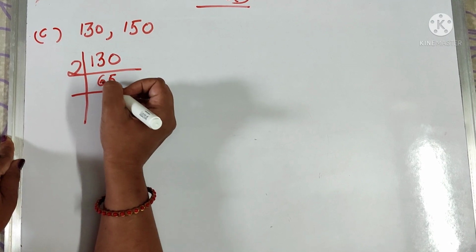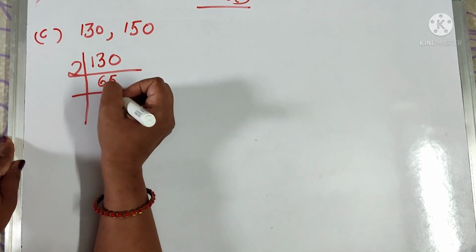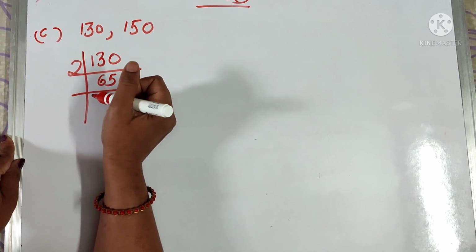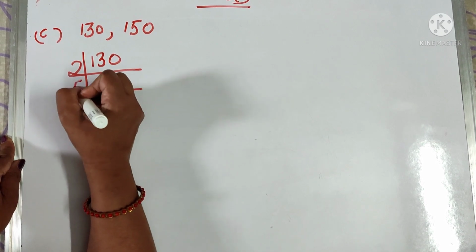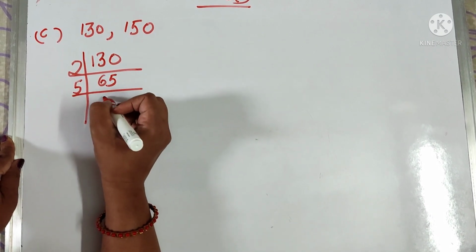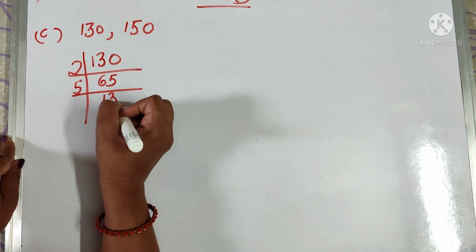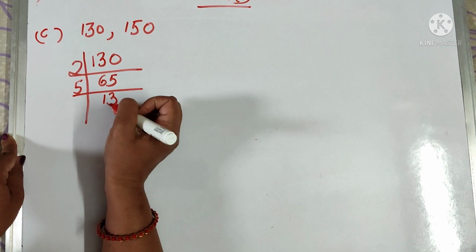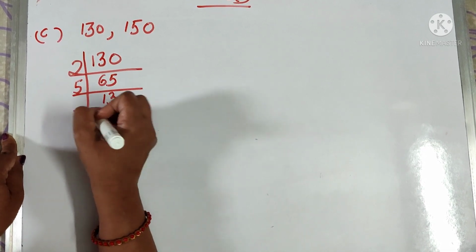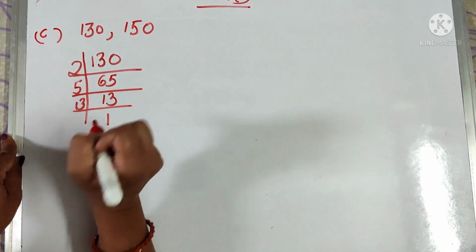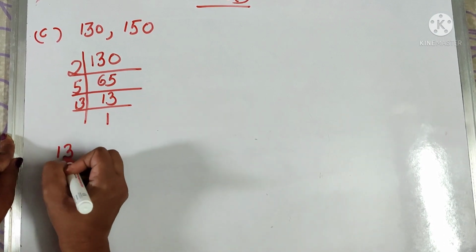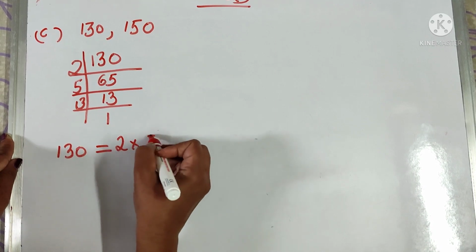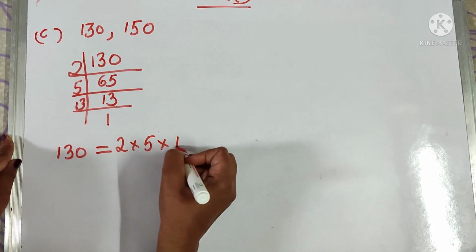Which is the next prime number? 3. Will it go by 3? 65, 3 2s are 6, no, it will not go by 3. Then by which number will it go? The next prime number is 5. Yes, it will go by 5. 5 13s are 65. 13 again is a prime number, so it will get divided by 13 itself. So when we have done the prime factorization of 130, what we got is 2 into 5 into 13.